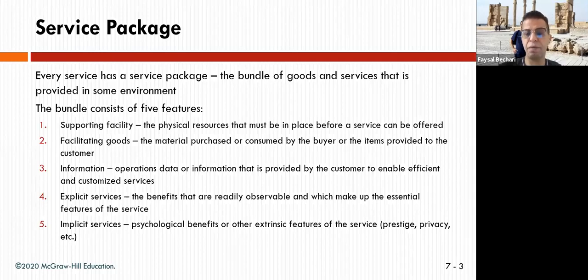Explicit services are the benefits that are readily observable and which make up the essential features of the service. If you are buying mobile services, definitely you can make phone calls. So that's an explicit service. And implicit services are the psychological benefits or other extensive features of the service, like prestige, privacy, and so on. So the prestige is like you're getting an iPhone 10 or 11 or 12. This is something prestigious from Bell, for example.